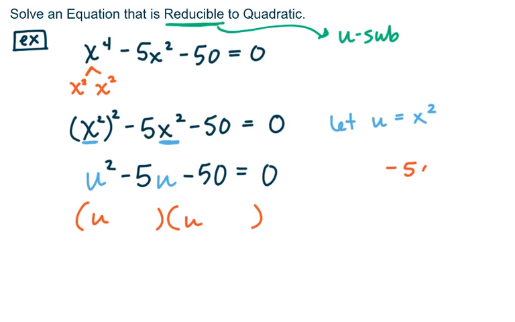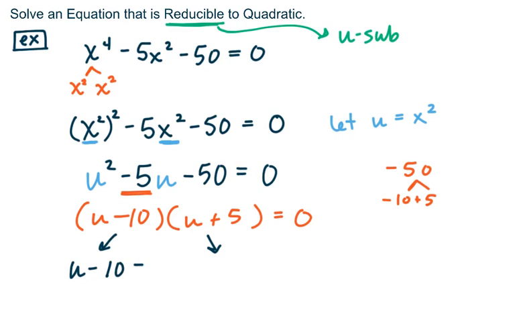Now, since this is a quadratic equation with a leading coefficient of 1, this is easy for us to factor. We need two factors of negative 50 that add to give us negative 5. So if we think about factors of negative 50, we might try negative 10 and 5. If I add those together, I get the coefficient on my linear term, negative 5. So this would be u minus 10 and u plus 5 is equal to 0. By the zero product principle, we can solve each of these: u minus 10 equals 0, as well as u plus 5 equals 0. Solving each of those linear equations, we determine that u equals positive 10 or negative 5.